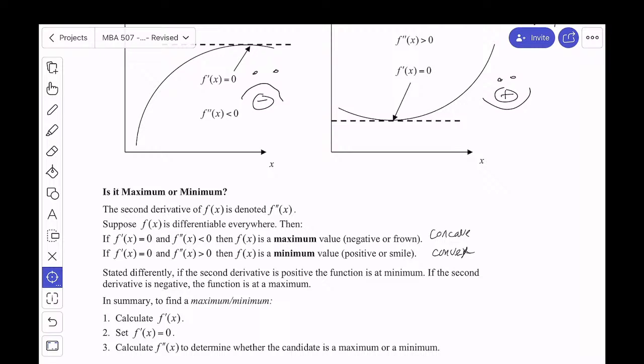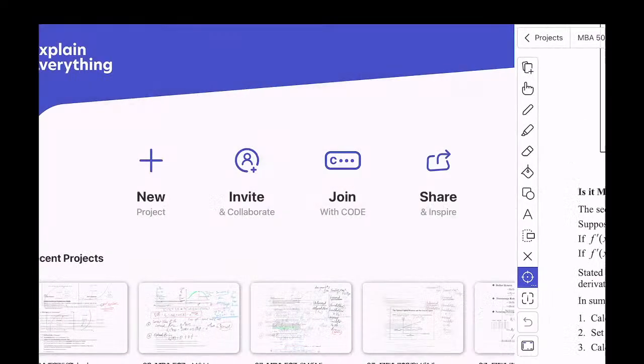And then what we have to do is calculate the second derivative and plug in the value that we got for the optimal debt and check if we get a positive or negative. Okay, so those are the steps that we're going to carry out. So let's go back to the exercise and do that.